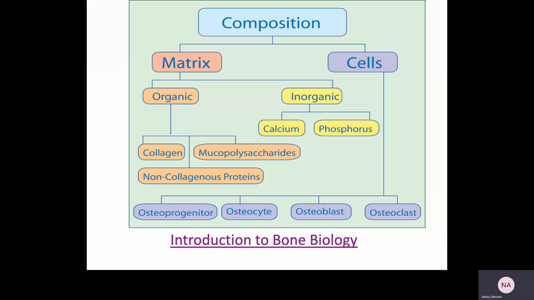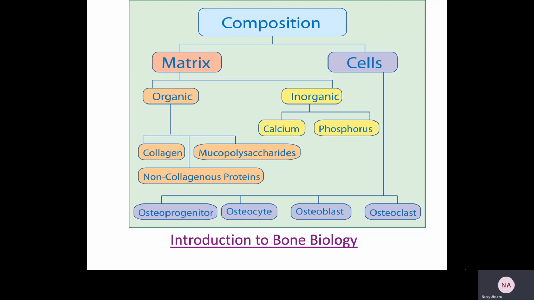This section is going to be all about the composition of bone and all about bone biology. We already know that bone has to have cells in it, and it also needs to contain matrix because we talked about the fact that bone is a connective tissue. And when you have connective tissue, you have cells and you have matrix surrounding those cells. The matrix in this case will have both organic and inorganic components.